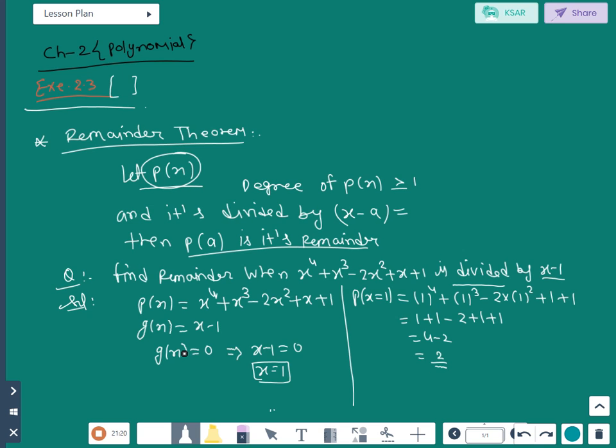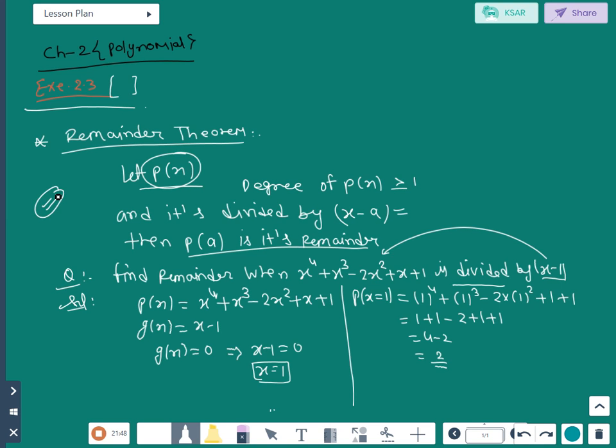So with the help of remainder theorem also directly we can check that x minus 1 is a factor of that one or not. If remainder will come 0, then yes, and if remainder will not come 0, then no. So here students, x minus 1 is a factor of that p of x or not? No. So here x minus 1 is not a factor of that. So that are the questions based on the remainder theorem.